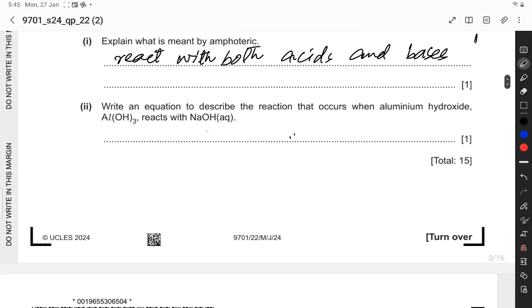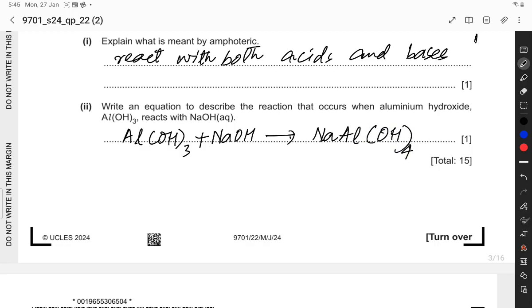Write an equation to describe the reaction that occurs when aluminum hydroxide reacts with sodium hydroxide. Al(OH)3 plus sodium hydroxide to form NaAl(OH)4. So this is all about this question. Hopefully you would understand.